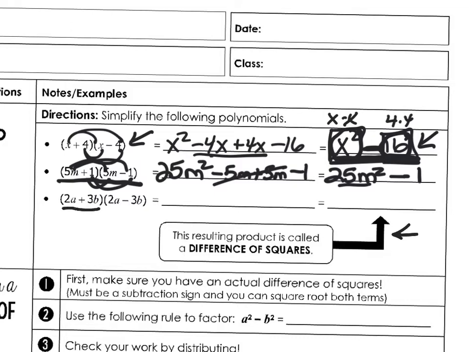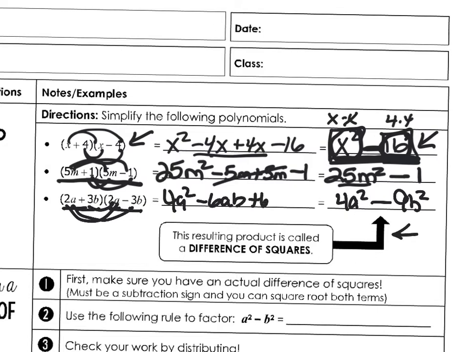All right, so this one would be 2a squared is 4a squared, and then put your minus sign, and then 3b squared would be 9b squared. All right, test it out. 4a squared, and then that would be minus 6ab. This would be plus 6ab, and then this would be minus 9b squared. These cancel out, and you're left with that.